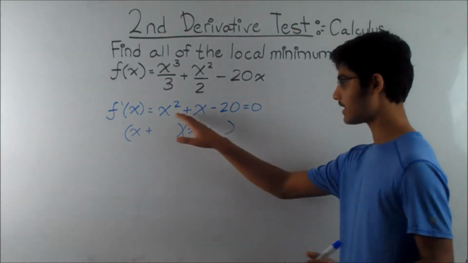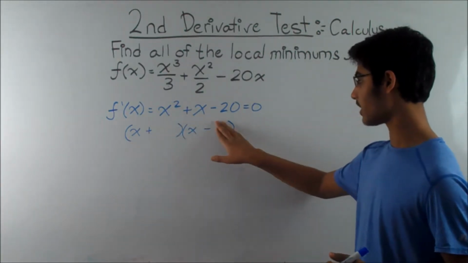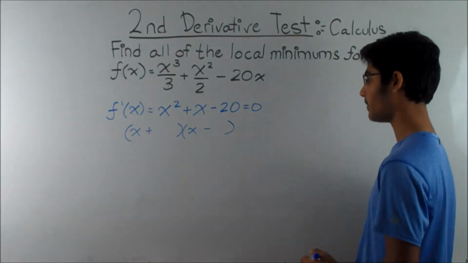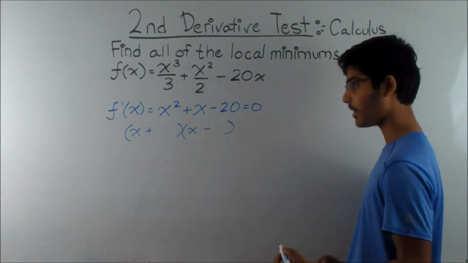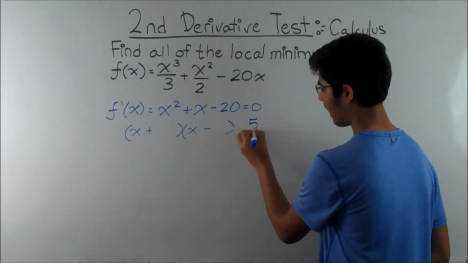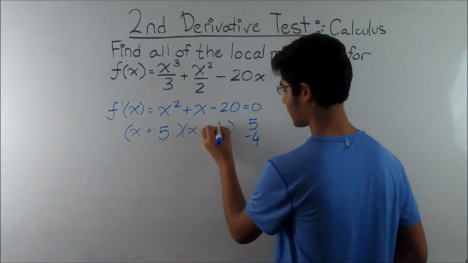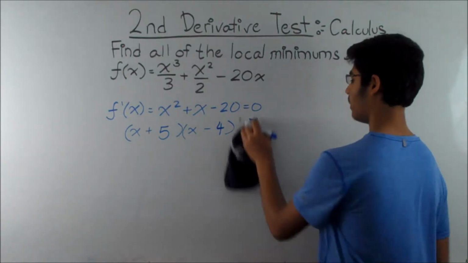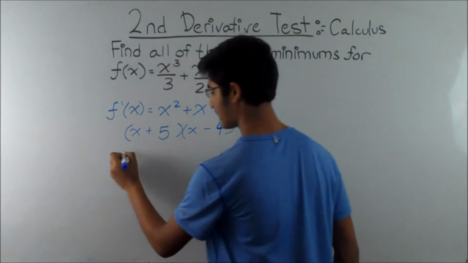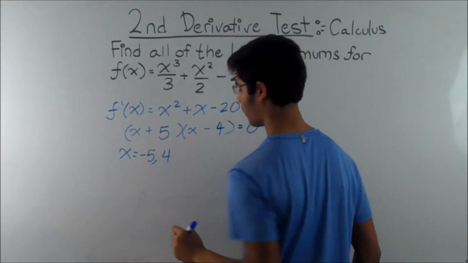Now because this is a plus, that means that whatever value we put here has to be larger than the value that we put here. And when you add them together, they have to be equal to 1. So the two values that when you add them together equal 1, and when you multiply become negative 20, would have to be 5 and negative 4. So it would be plus 5 and minus 4 is equal to 0. So that means that x is equal to negative 5 or positive 4.